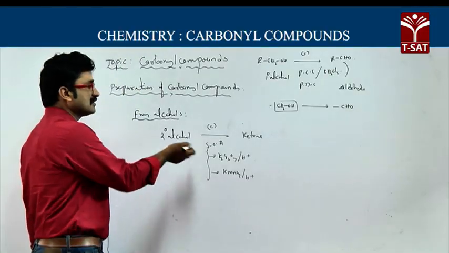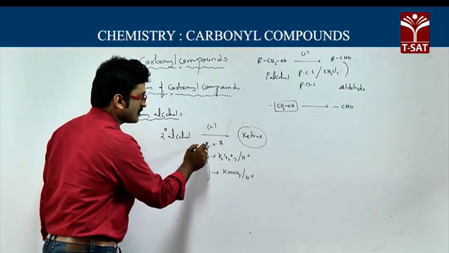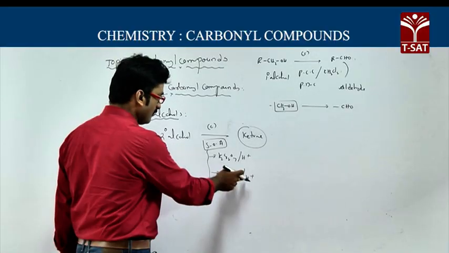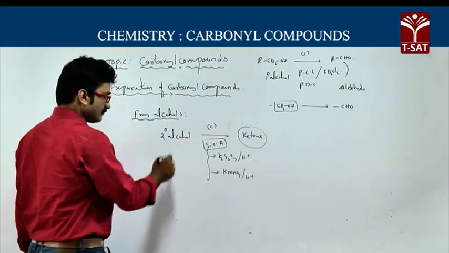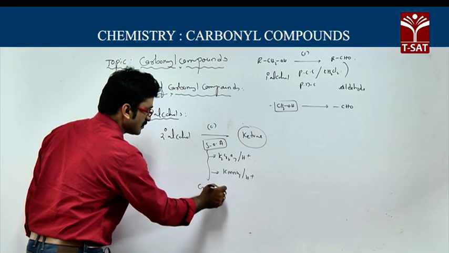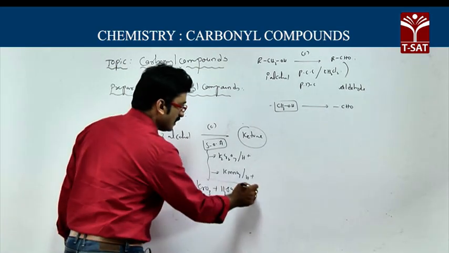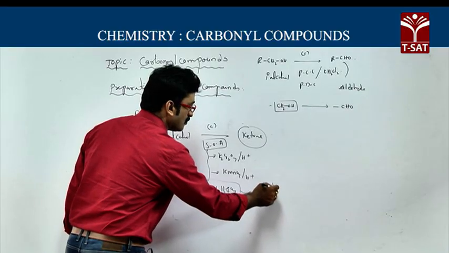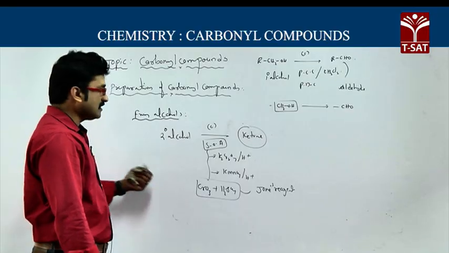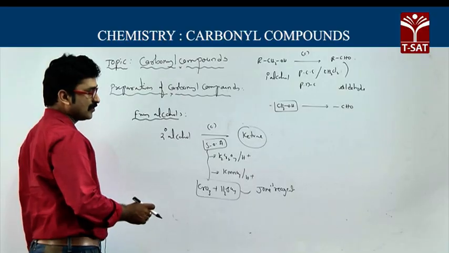Therefore, in the preparation of ketones from secondary alcohols, we can use strong oxidizing agents such as K2Cr2O7/H+ and KMnO4/H+. Now we will take one example, or else you can take CrO3 plus H2SO4. This is known as Jones reagent. PCC and PDC are called Collins reagents, whereas CrO3/H2SO4 is called Jones reagent.